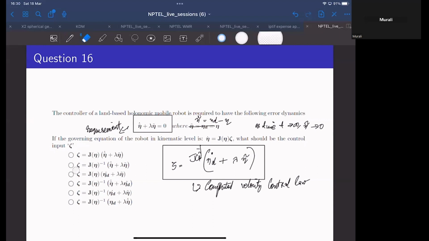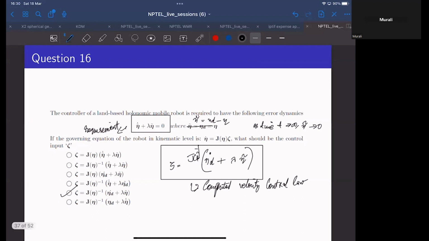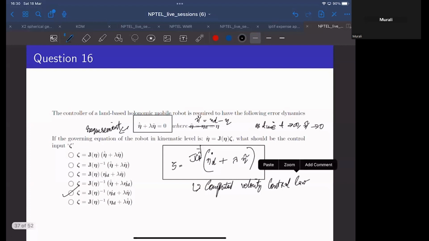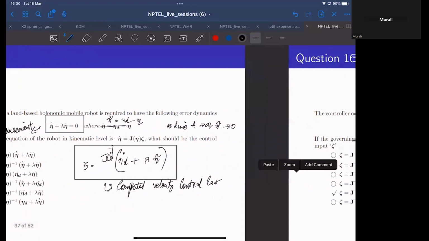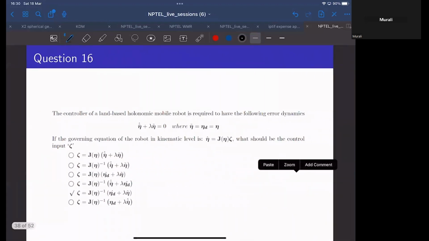So I think it's the second last option, option E: a feed forward term and a feedback term, multiplied by the Jacobian inverse. We have already described the derivation in a previous question, so I hope the justification is clear. Please let me know if I need to go through the derivation further, I'll happily do it. Going by the solution key, the correct answer is indeed the second last option, option E.